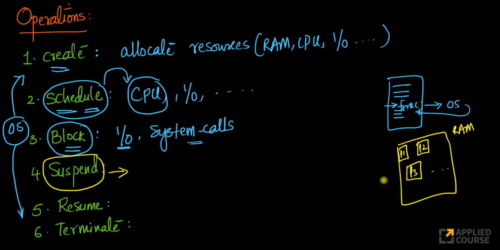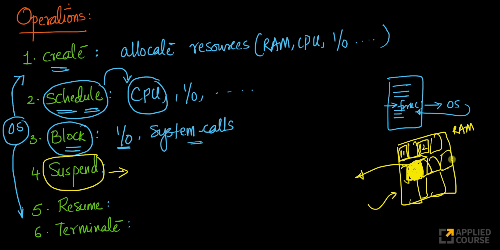Let's assume this whole thing is filled by many processes. Now I want to create one more process, but there is no space. What should I do? Whatever process is not critical right now, or whatever process is blocked, again we'll discuss that in detail, whatever process is not important, I will remove it from the RAM itself. That's what is called suspension.